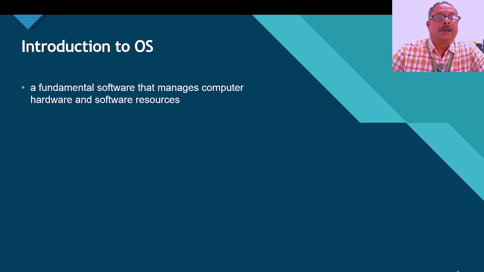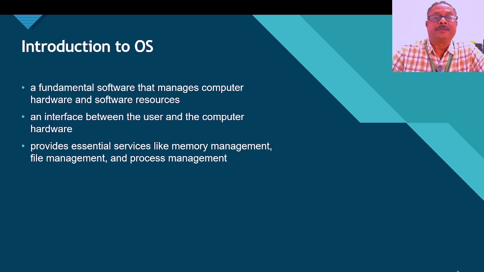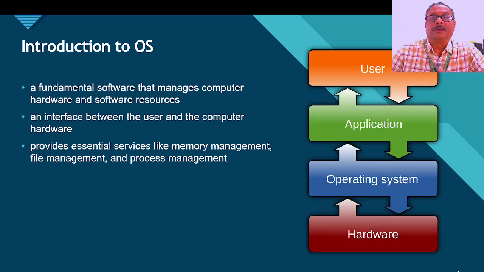So let's begin our first episode and get into what an operating system is, just an introduction to that. An operating system is a fundamental software that manages computer hardware and software resources. It's an interface between the user and the computer hardware. It provides essential services like memory management, file management, and process management, etc. The image shows the hardware at the bottom, and on the top we have a user.